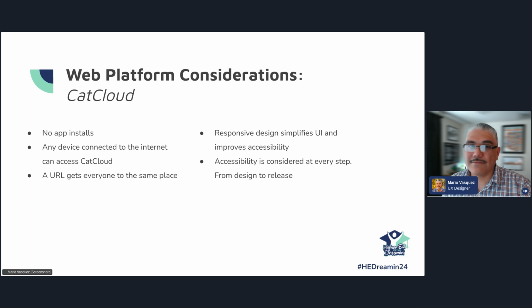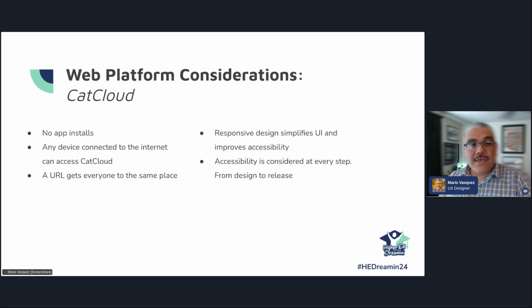Since Cat Cloud is using Experience Cloud, let's take a look at some things that the web platform will bring us. Obviously there's no app to be installed. That's great. It's low barrier from that standpoint. Any device connected to the internet can access Cat Cloud. And of course, the URL is probably the most powerful thing for the web. You can take that URL, share it around everywhere, and get to the same place.